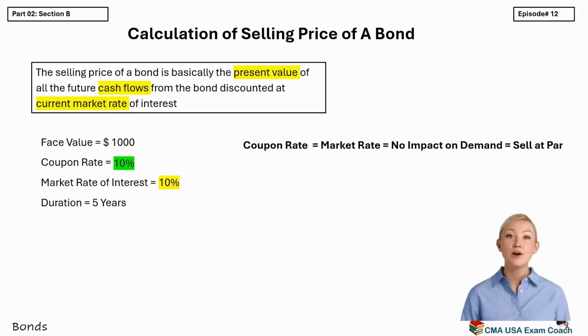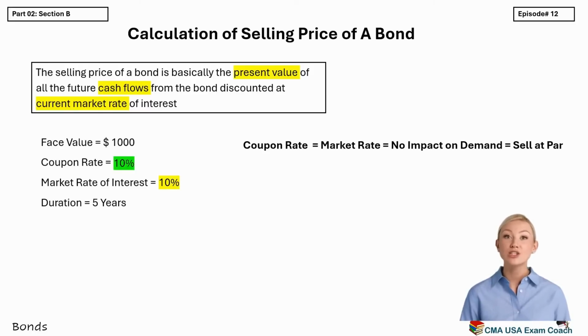And the bond sells at par value, which is $1,000. This is the most neutral scenario in bond pricing. In the next section, we'll learn how to calculate the actual selling price of a bond using present value techniques, so you'll understand the math behind these concepts.